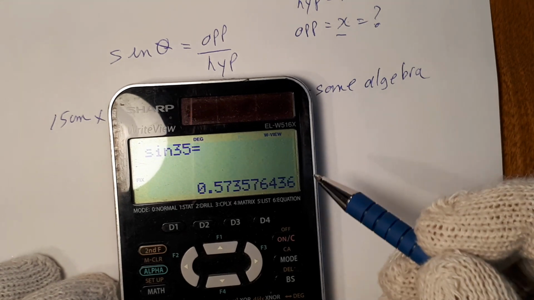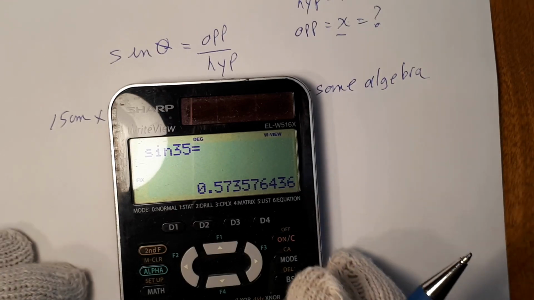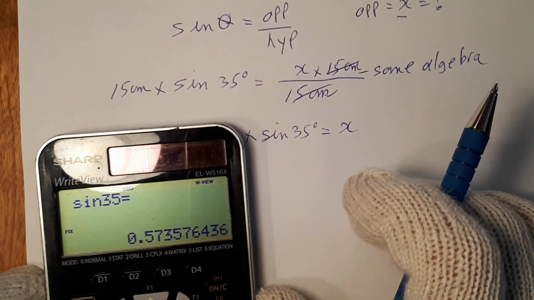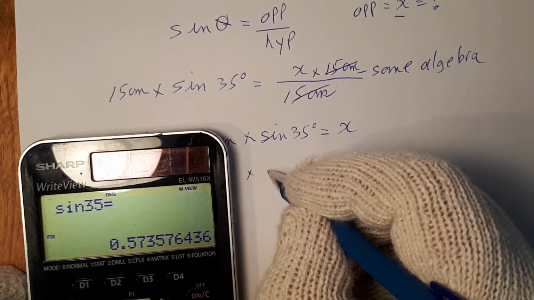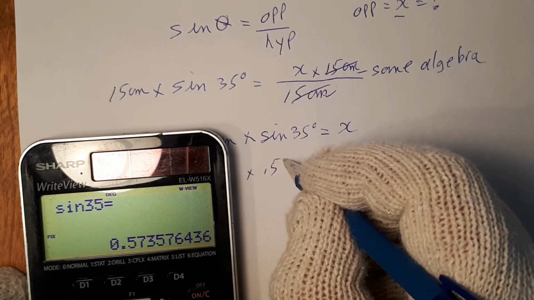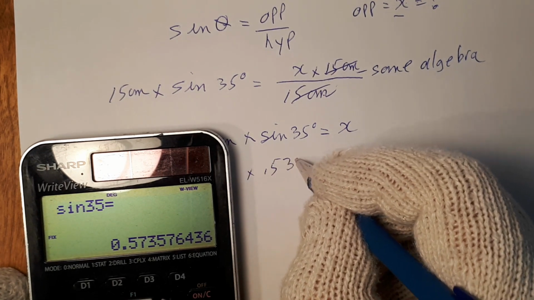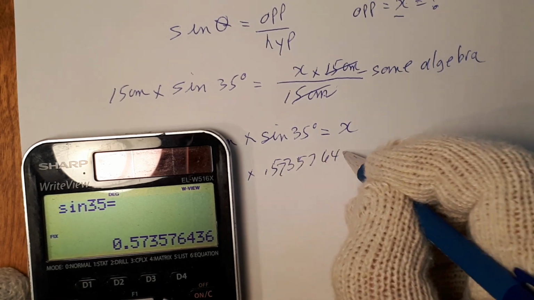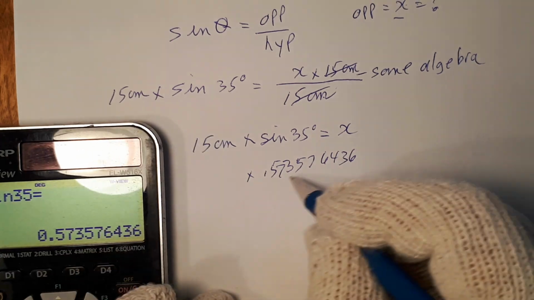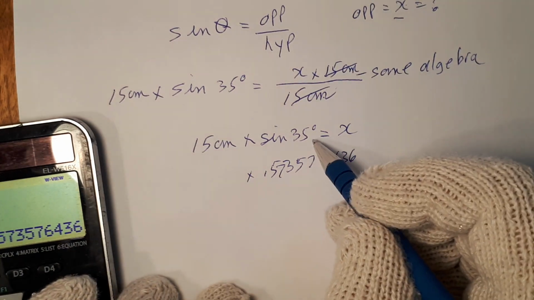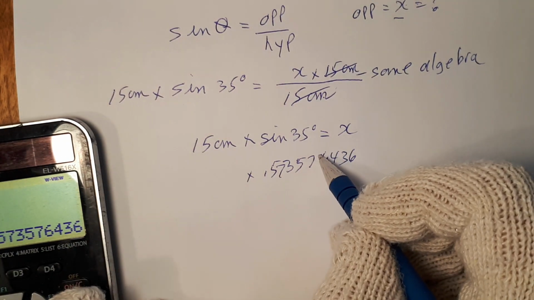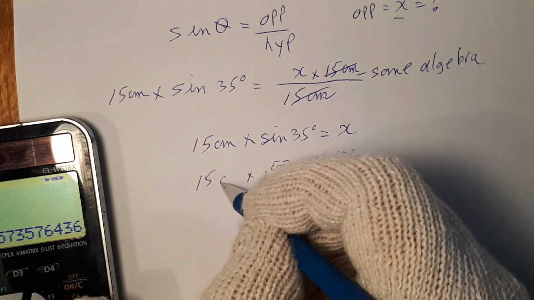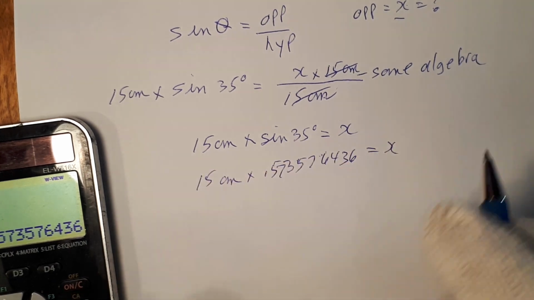35, this number now becomes a dimensionless number. The sine of 35 degrees, I'm going to simply write down here: 0.57357. This is now a dimensionless number. The degrees cancel out once you take the sine of that particular number. And we're going to multiply that by 15 centimeters, and that's equal to x.